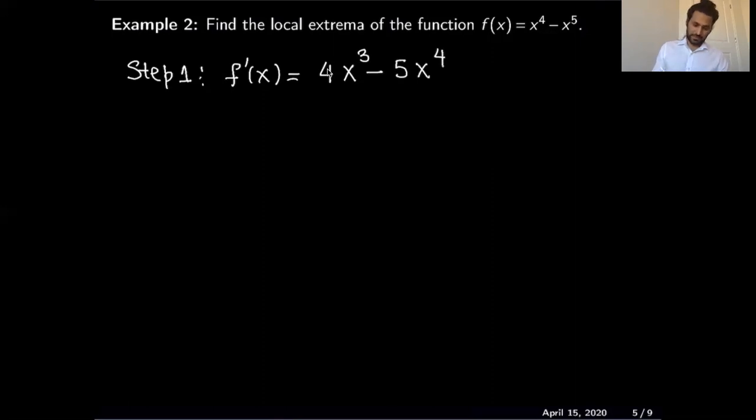And after calculating the derivative, I will also simplify the derivative of the function by pulling the common factor. Here x to the power 3 is a common factor. It's gonna be x cubed times 4 minus 5x.